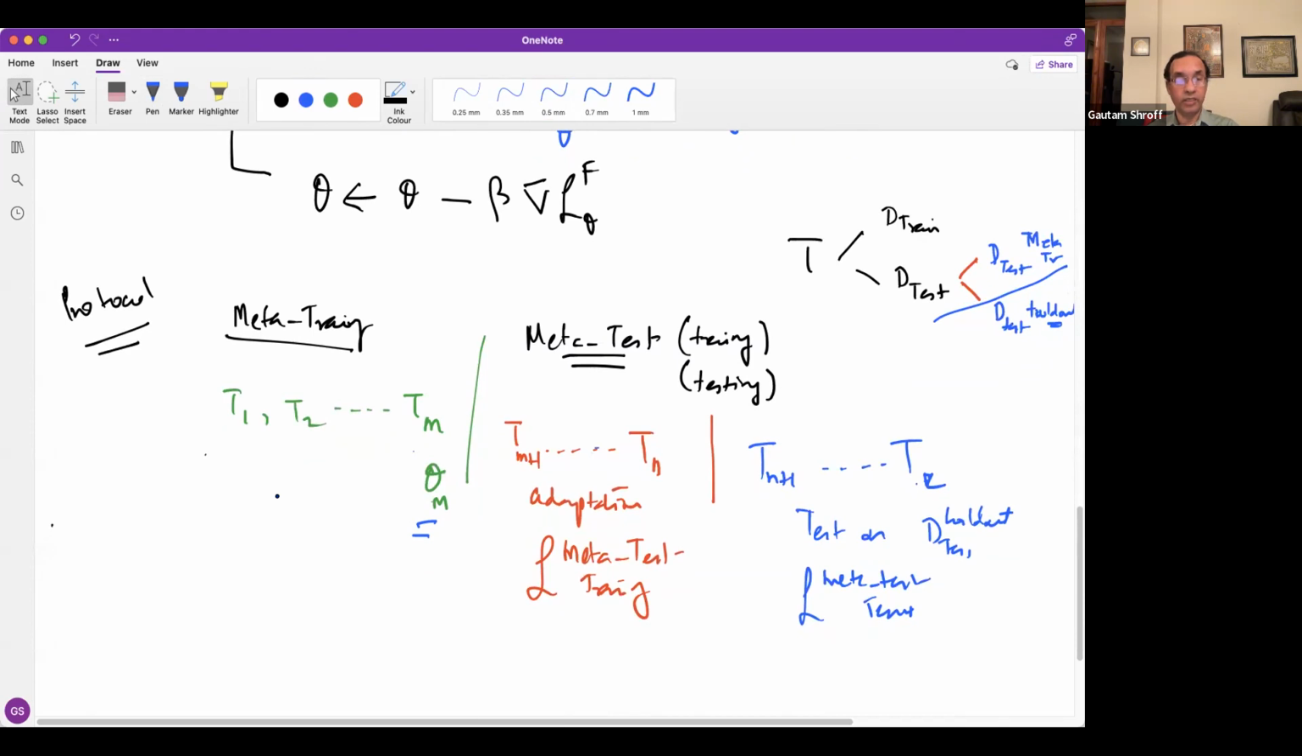Now, I encourage you to read the paper in detail to see exactly how that works. But I think there are two important things that I need to cover before we close today. I think that will be all for today.